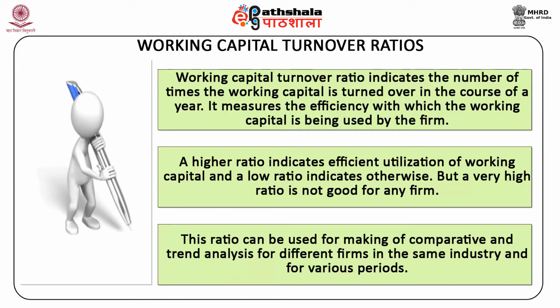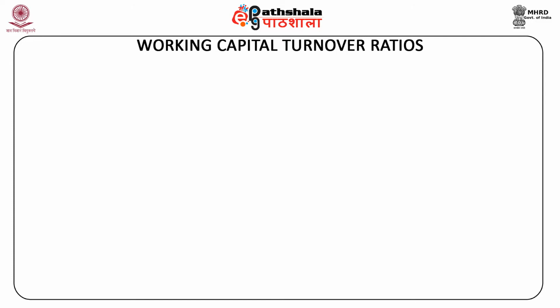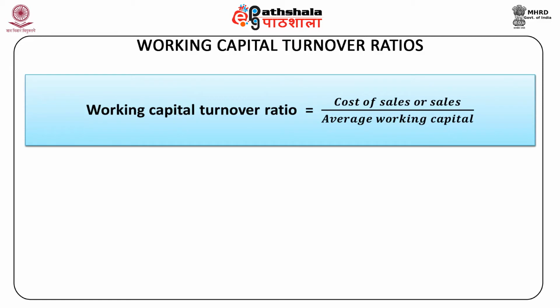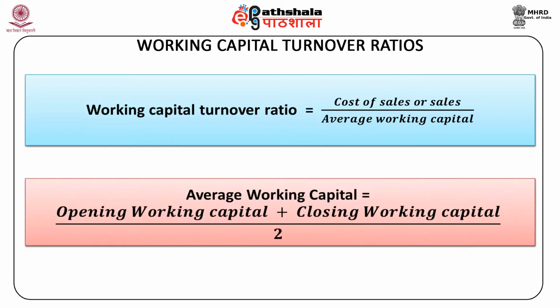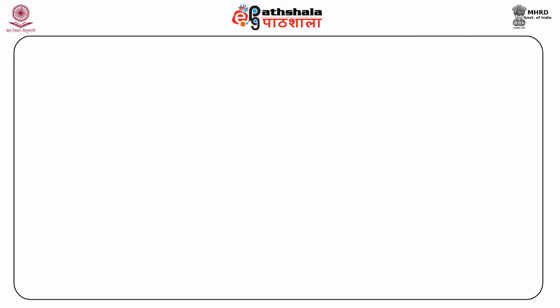This ratio can be used for making of comparative and trend analysis for different firms in the same industry and for various periods. This ratio is given by the following formula. Working capital turnover ratio is equal to cost of sales or sales divided by average working capital. Average working capital is calculated by dividing opening working capital plus closing working capital by 2.